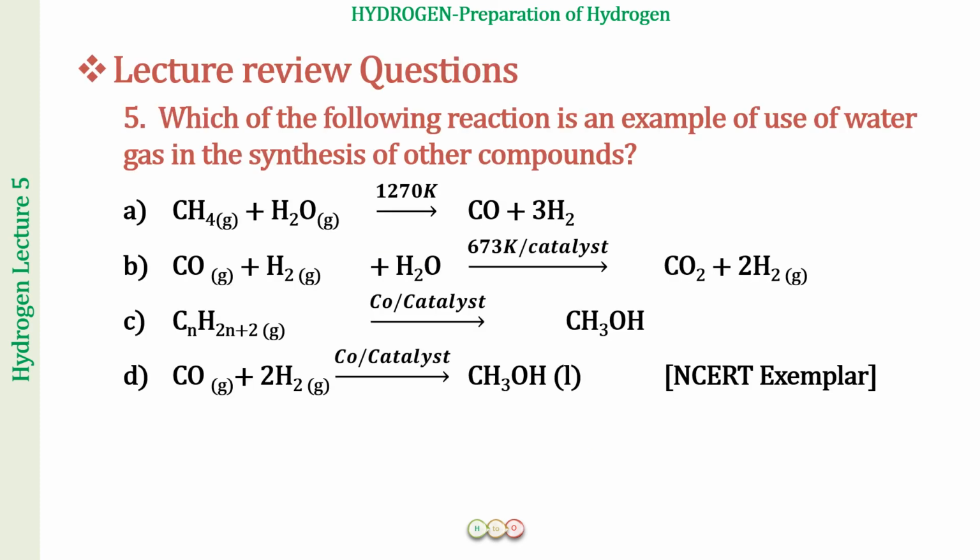So the last question that I have for you today is, which of the following reactions is an example of use of water gas in the synthesis of other compounds? Methane plus water forming carbon monoxide and hydrogen, carbon monoxide, hydrogen and water forming carbon dioxide and hydrogen, CnH2n+2 forming methanol in presence of cobalt as a catalyst, and carbon monoxide and hydrogen in presence of cobalt as a catalyst forming methanol, that is CH3OH. And this question was asked in the NCERT exemplar textbook. Right, so these are the questions which I have for you today, and I am waiting for your answers.